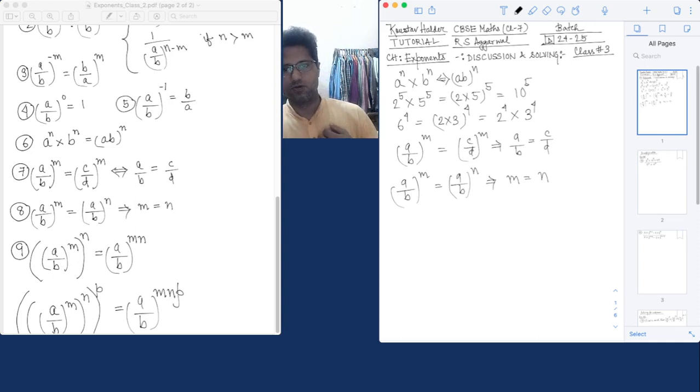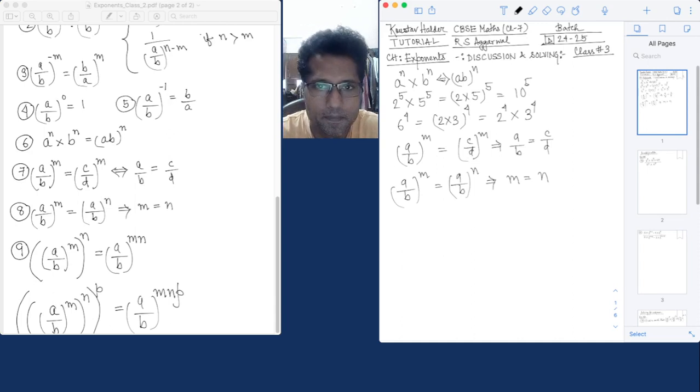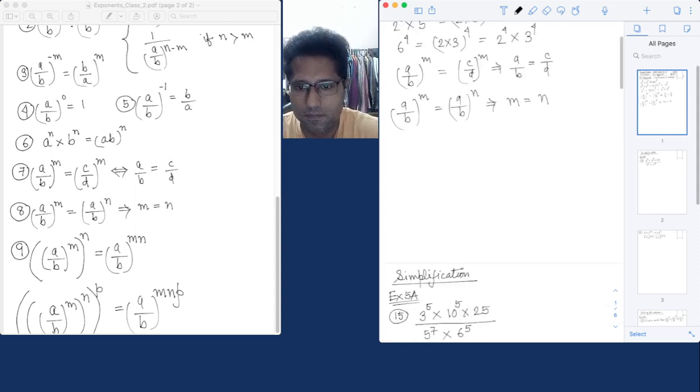So these two will be utilized in solving today's problems. We have two categories of problem: simplifying a given expression and solving for an unknown variable, which usually will be in the exponent or power or index. So I hope the laws are clear that we will use in solving today's problems. So let's now solve the problems.